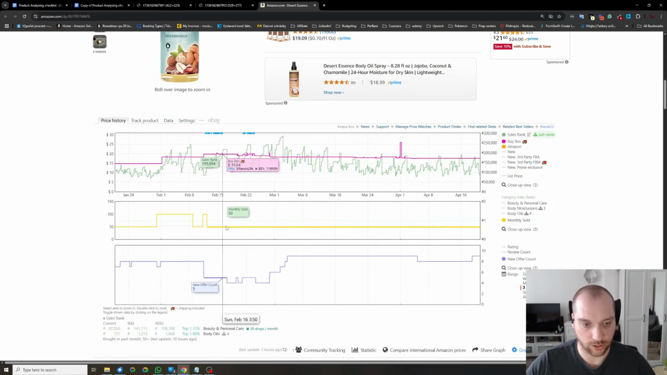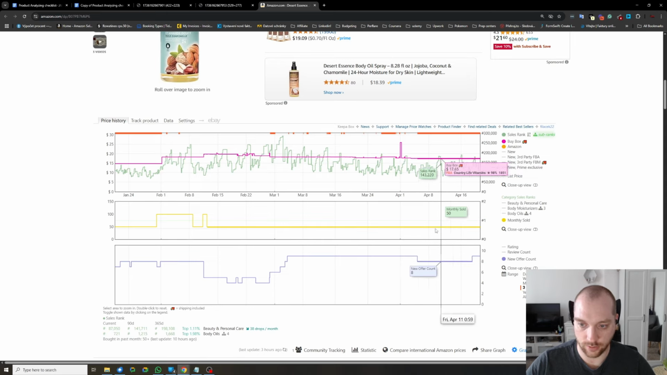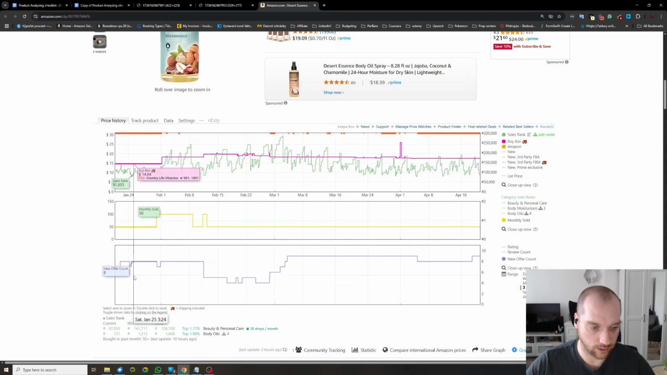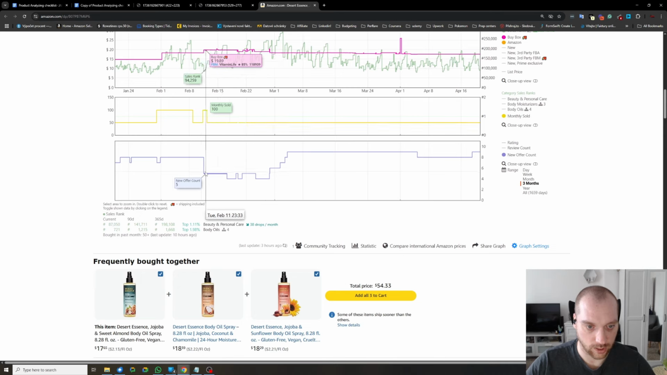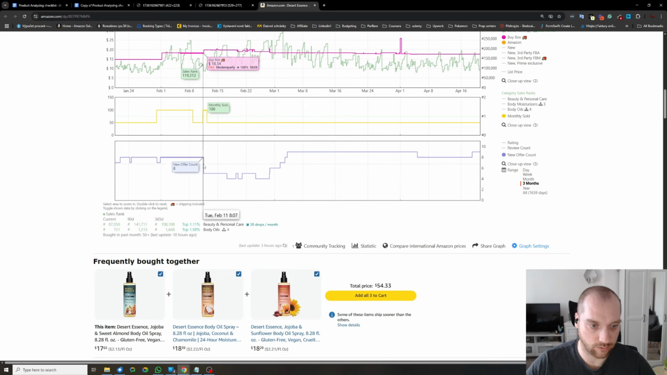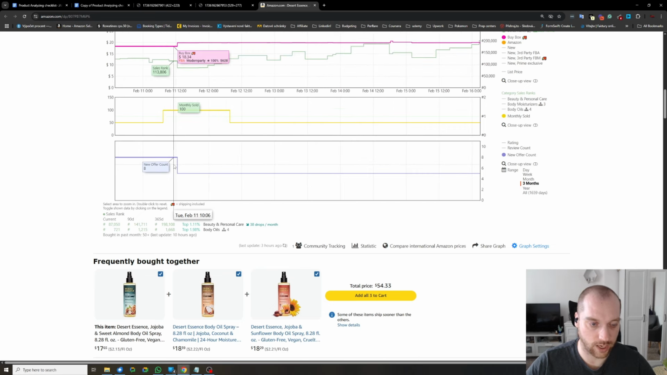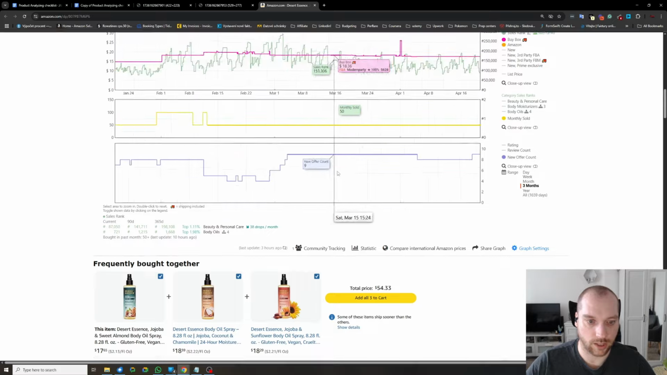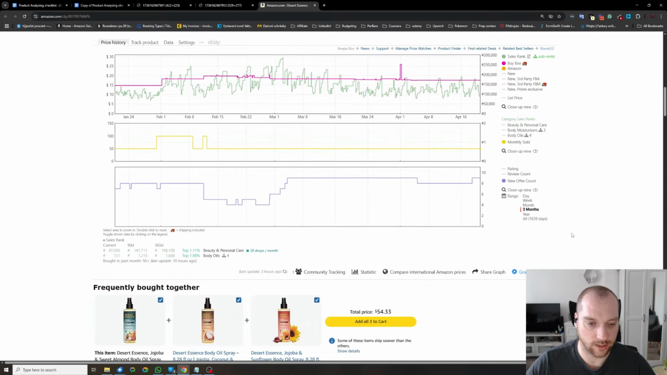Also, the middle chart is showing the sales, 50 sold per month, and the last chart, the blue one, is always showing the number of sellers being above 3, up and down. Here's quite a weird drop from 8 to 5, but I would not say it's a big deal.